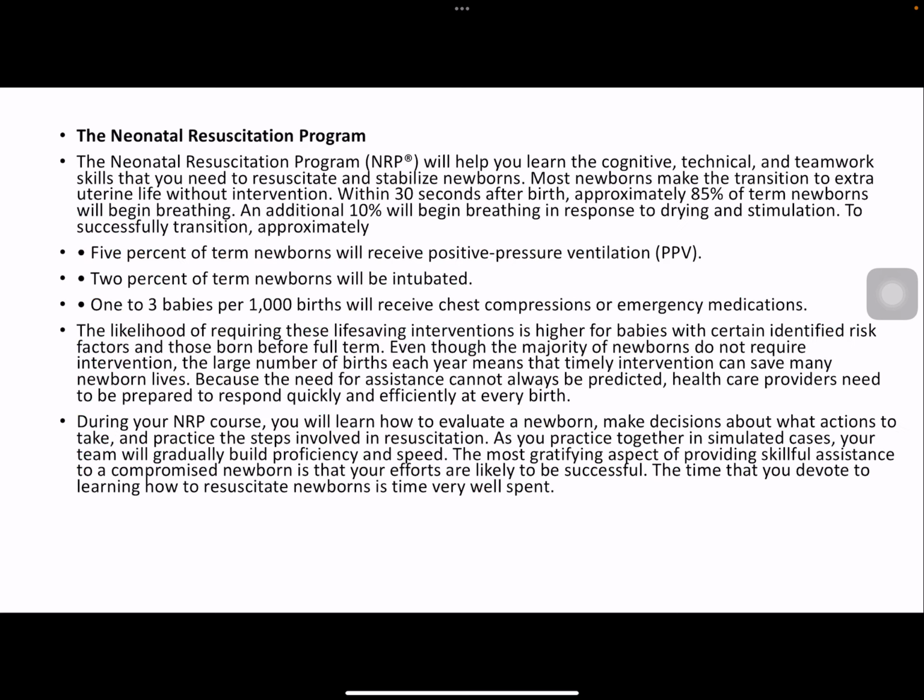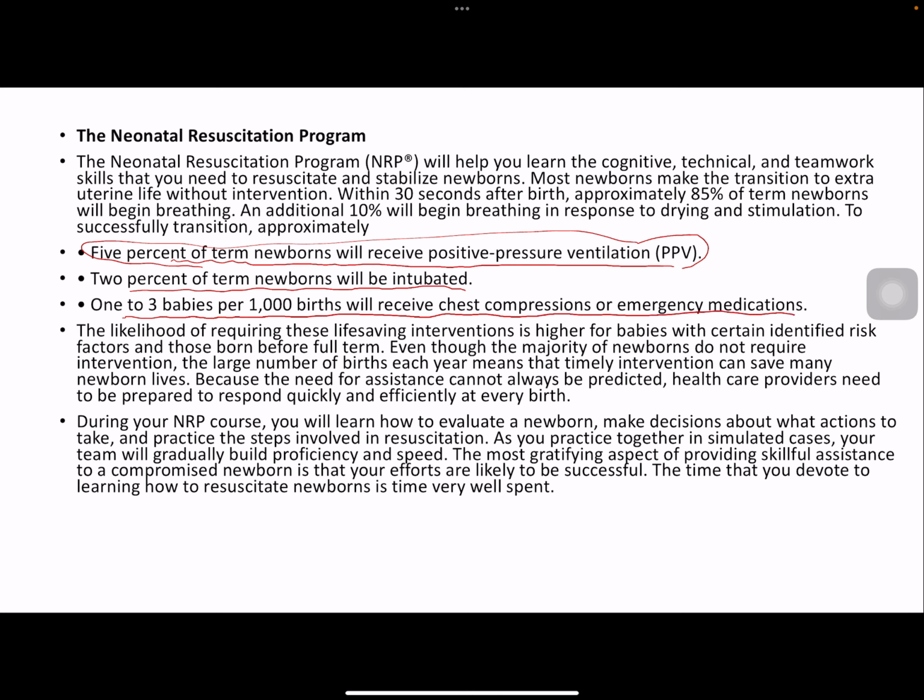The neonatal resuscitation program will help you to learn the cognitive, technical, and teamwork skills. Actually, these are some facts you need to know. 5% of term newborns will receive positive pressure ventilation. So a small percentage. 2% of term newborns will be intubated, and one to three babies per 1,000 births will receive chest compression or emergency medication.